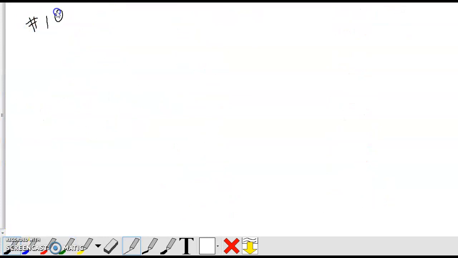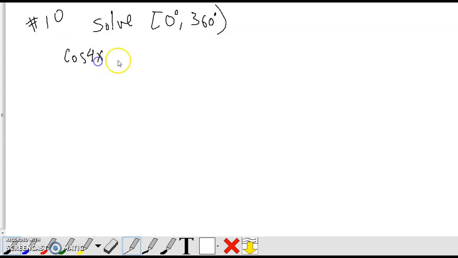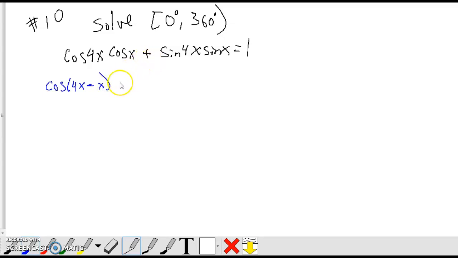All right, last example. So last example, let's solve it with degrees. So 0 degrees to 360. Here we go. Go ahead, pause the video, try this one out. Cosine of 4x, cosine of x, plus sine of 4x, sine of x is equal to 1. All right, so if you're coming back from the pause video, hopefully you recognize that this was the sum and difference for cosine. So this would become cosine of 4x minus x. Remember, you change that sign, and that's equal to 1. So cosine of 3x is equal to 1.